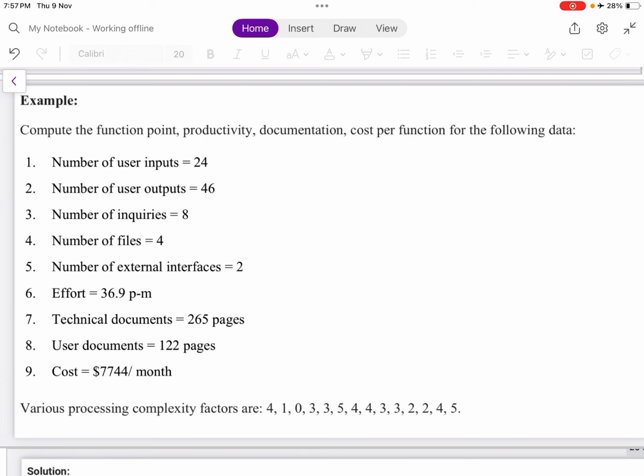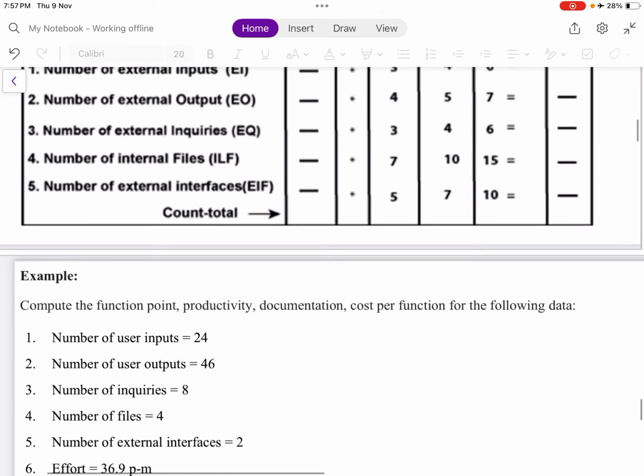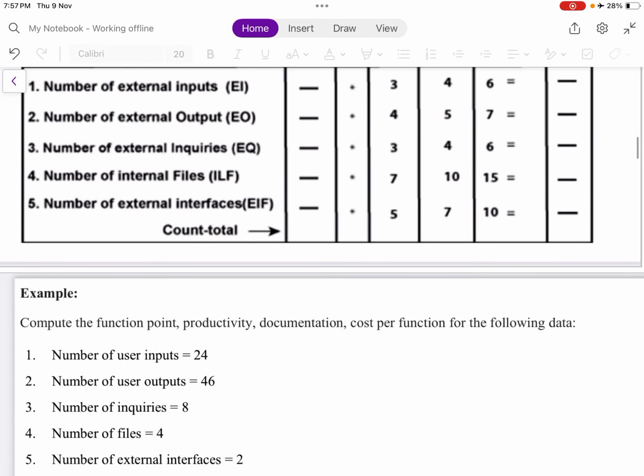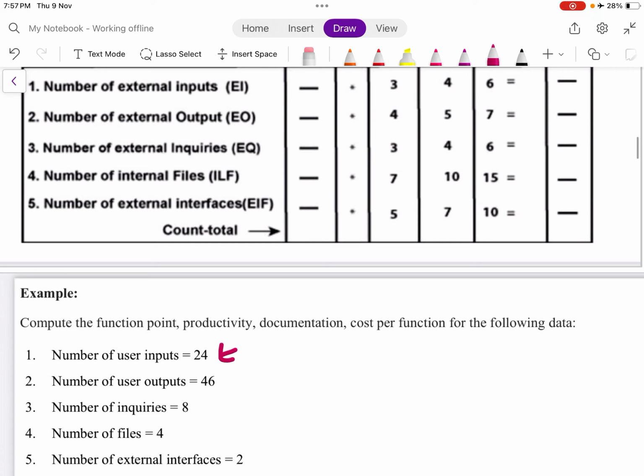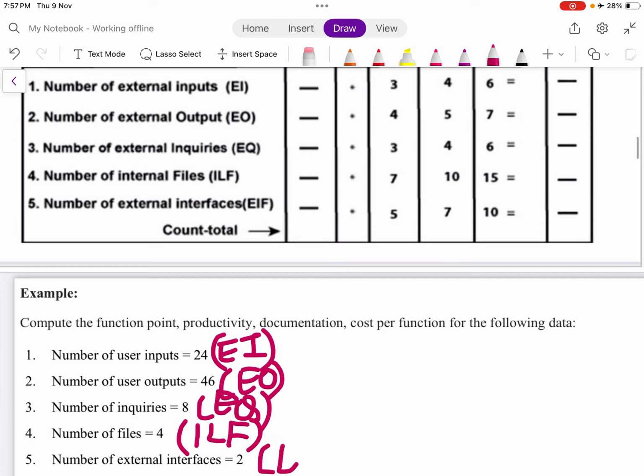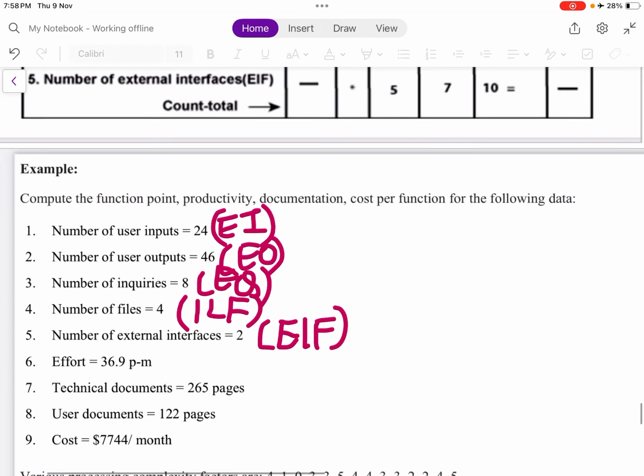So the number of user inputs is given as 24, and the number of user outputs is given as 46. So user inputs, EI, is given as 24. Then the number of user outputs, EO, is given as 46. Number of inquiries, EQ, is given as 8. Number of files, that is ILF, is given as 4. And the number of external interfaces, EIF, is given as 2.